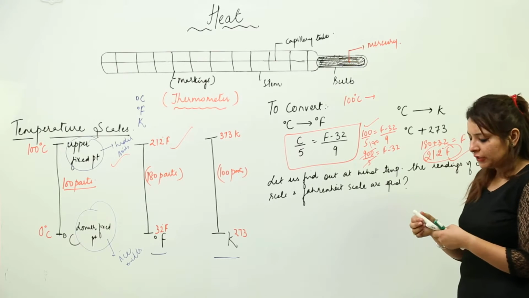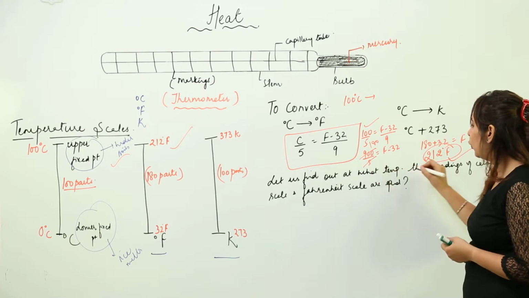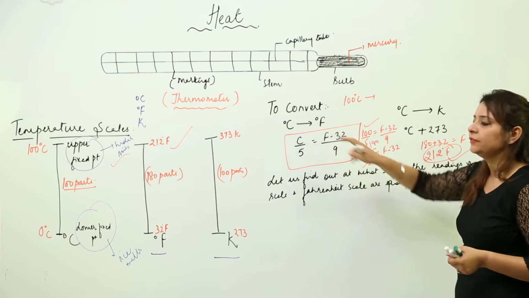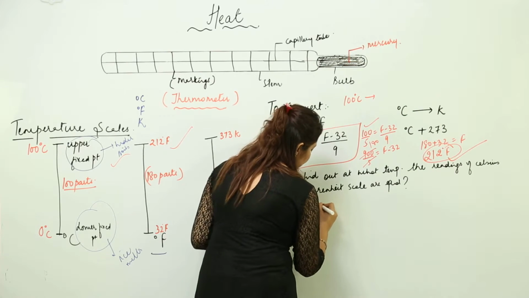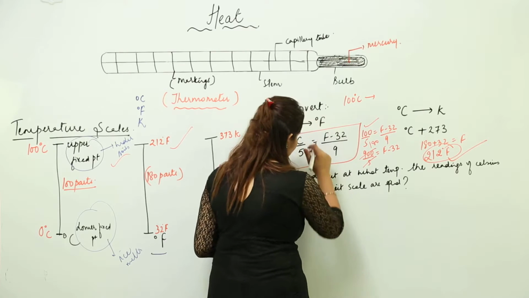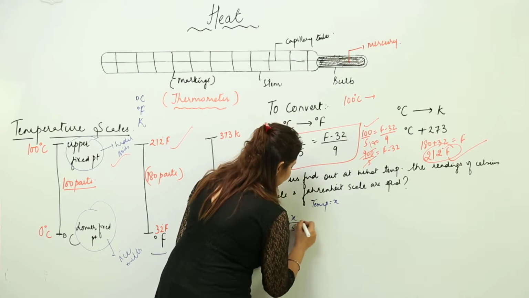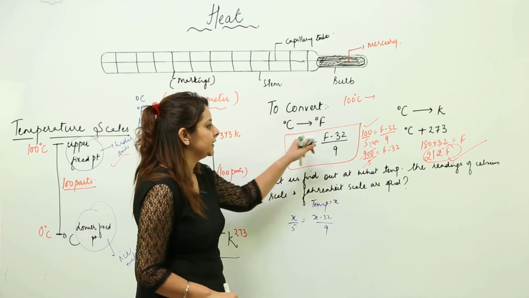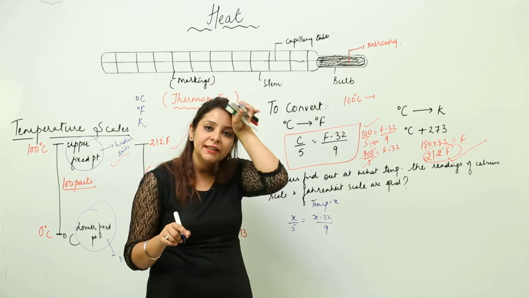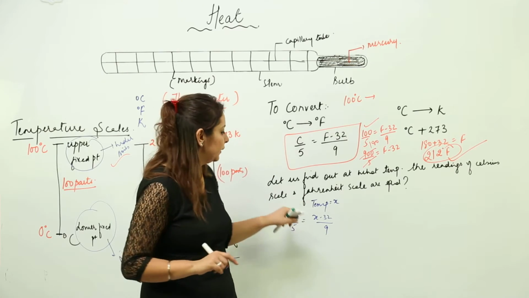If you get a question like this, let us find out at what temperature the reading on the degree Celsius and Fahrenheit scales is going to be the same. How will you do that? You will consider the temperature as x, so you have x upon 5 equal to x minus 32 upon 9, because we are taking the temperature on Celsius and Fahrenheit both at x. Suppose we say that at temperature x they both are equal.